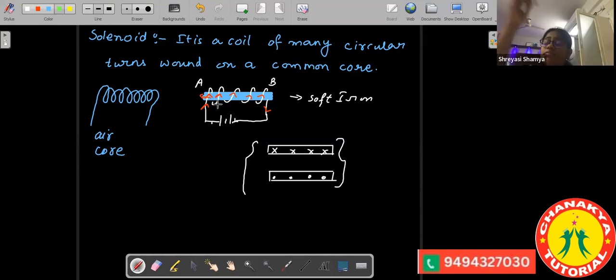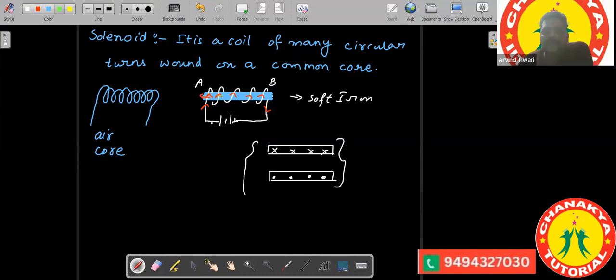Similarly, if you find near this loop, it will be along the same direction, and near this loop along the same direction. So the direction of magnetic field lines is from B to A. If we collect all the directions, they are from B to A. So individual magnetic poles which are formed due to small circular turns get added up and are along the same direction.